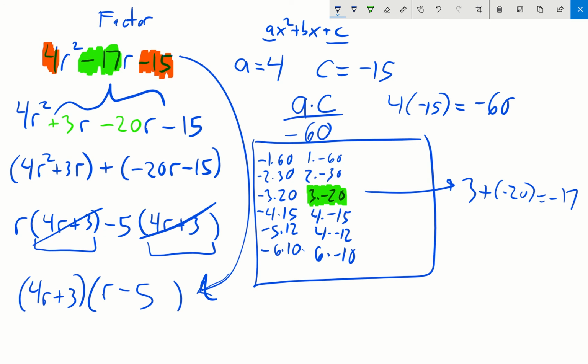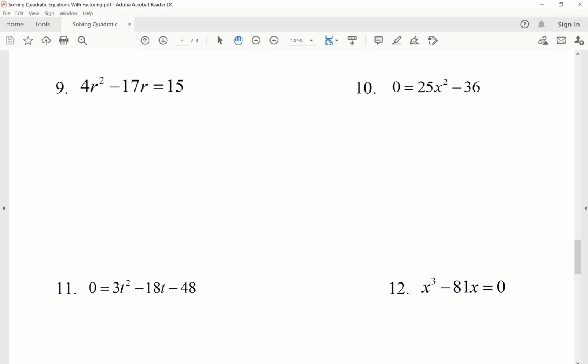Okay, so that was just one step. That was just getting this thing factored. We now have it factored.